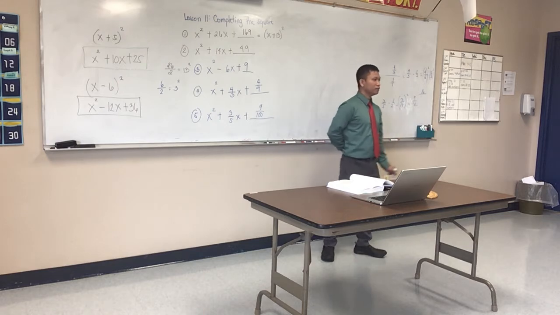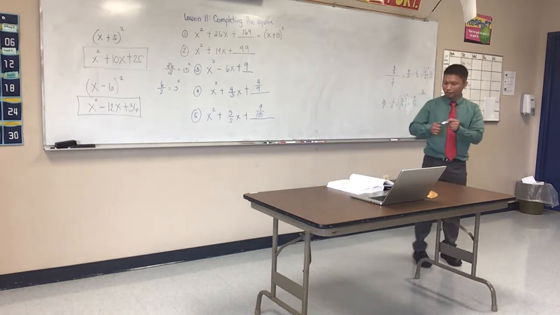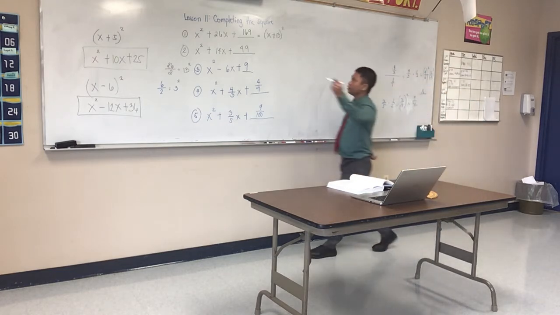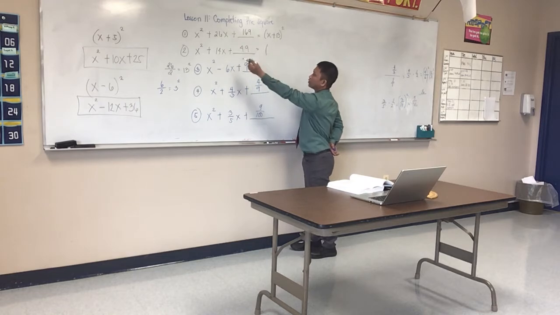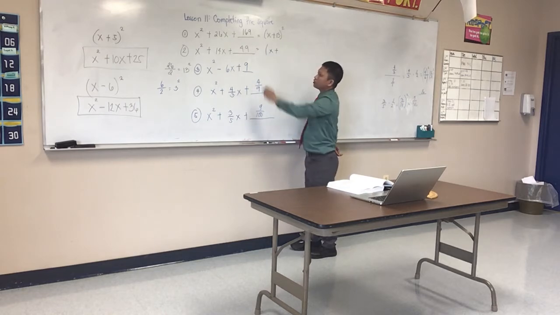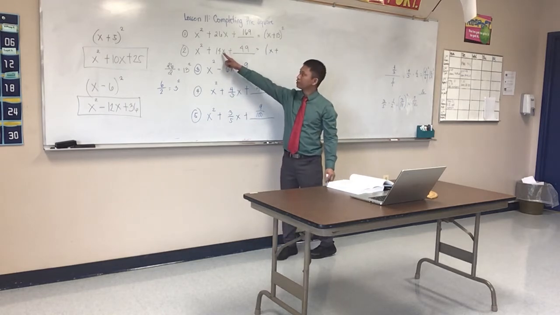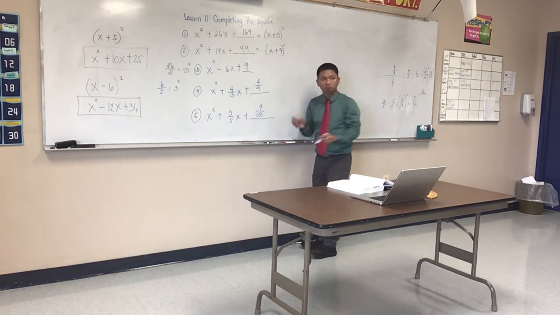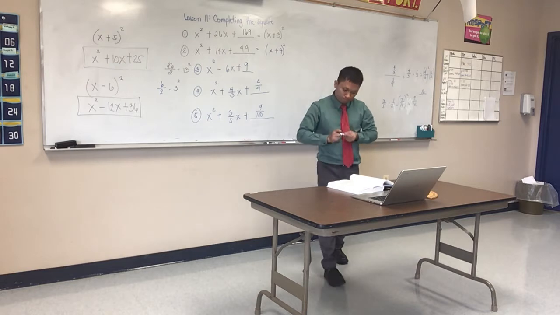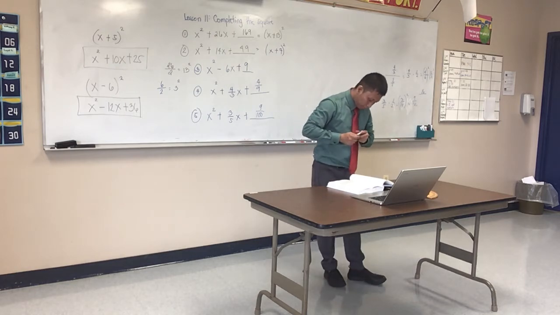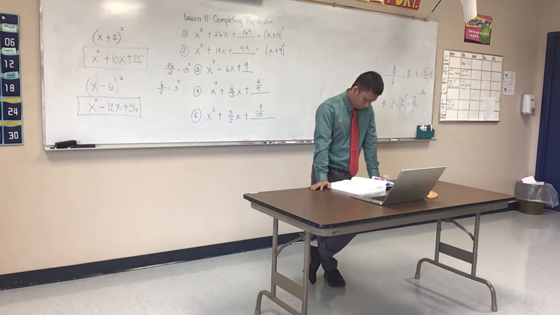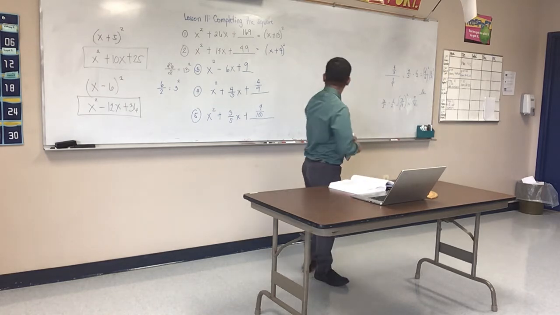Question, Sophia? No. Okay. By the way, this one, we can have this one as, isn't it? This is x squared plus 4x plus 14, and this is just (x plus 7) squared. Anyway. Okay.